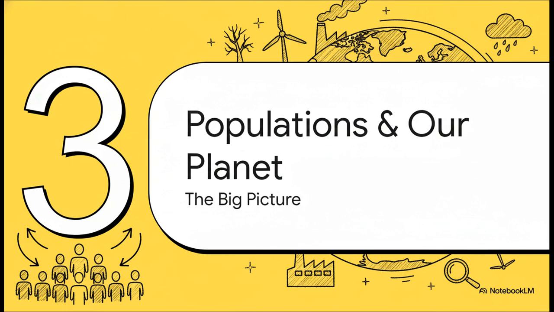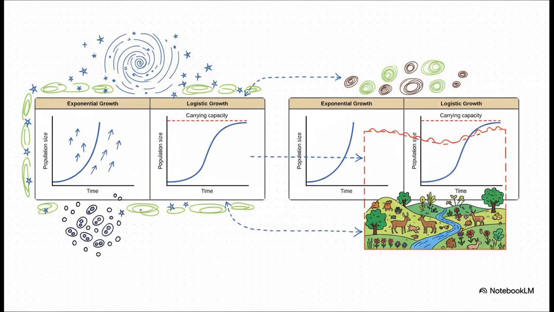So, from those individual interactions, we're going to zoom out one last time to look at the biggest picture of all: how populations of living things grow, how they change, and how they affect the entire planet. These two simple curves tell a huge story about life.